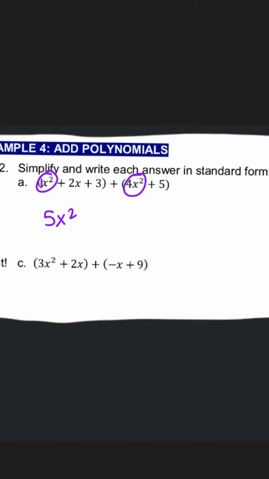And then we'll go in standard form, so the next thing after squared is to the first term, so we have that 2x. I do not see another term with an x, since that's by itself. We're just going to write it in our answer here by itself. And then the last guys are our constants. So we have plus 3 and plus 5. Those are like terms because they don't have an x at all. So we're going to do 3 plus 5, which is 8. And right there, my friends, is my answer in standard form.